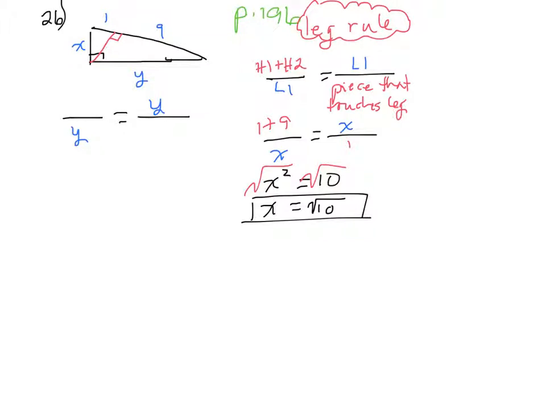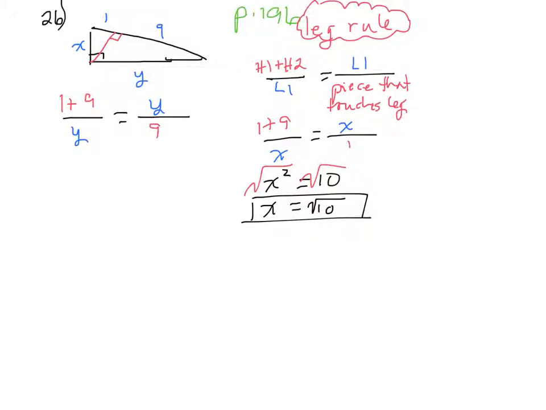And then, since y is a leg, this leg here does not cut the hypotenuse into two pieces. It keeps it whole. So we're going to put the entire hypotenuse here just like we did on this one. So we're going to put that 1 plus 9 here as well. But the only difference between these two formulas is the piece of the hypotenuse that touches this leg is the 9. So instead of 1, we're going to put in 9 here because the piece of the hypotenuse that touches our leg is that 9.